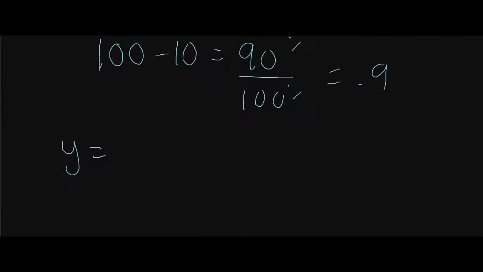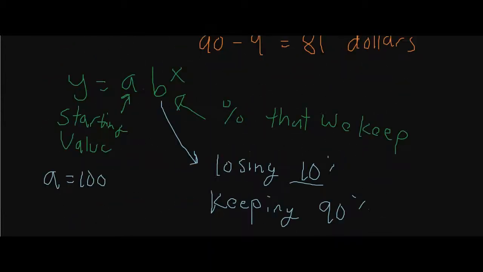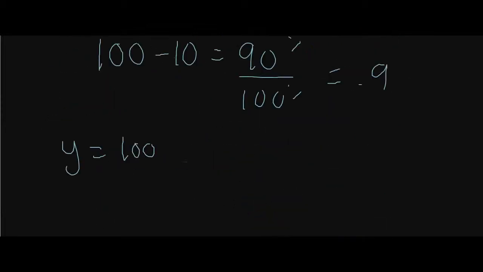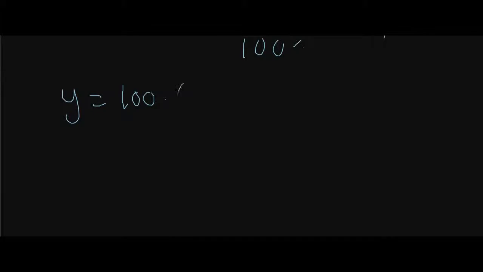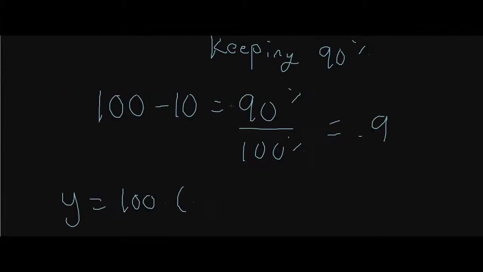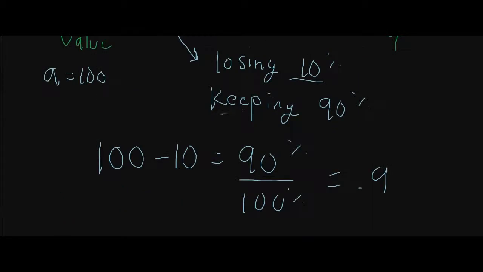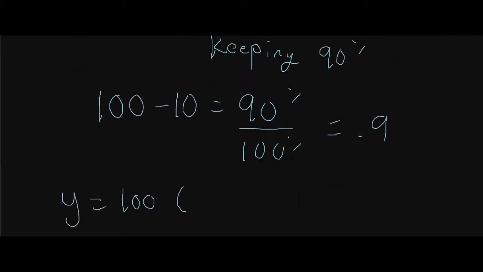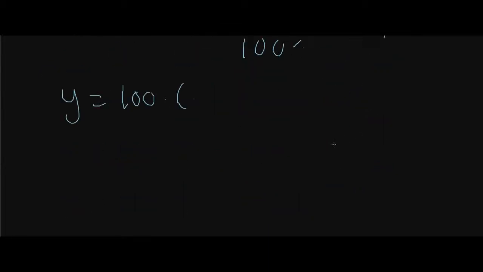We got y is equal to $100 because, again, this A represents the starting value, which is what it started off with, 100. Alright, and then the B is the percentage we keep. Well, we're losing 10%, like we mentioned up here. We're losing 10%, so we're keeping 90%, because 100 minus 10 is 90. Then we divide by 100, we get that. So we're going to get 0.9 raised to the x.